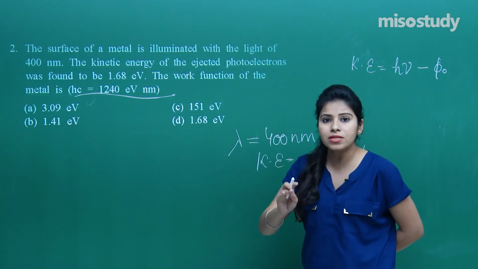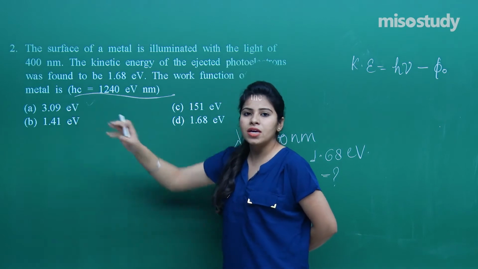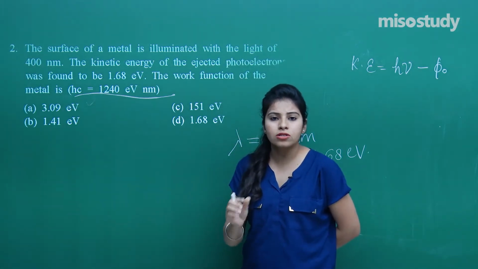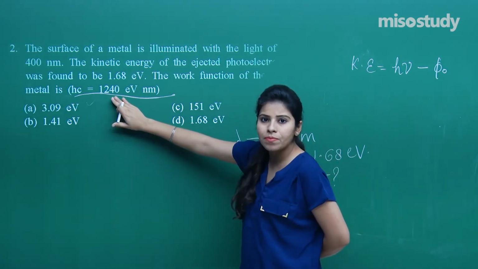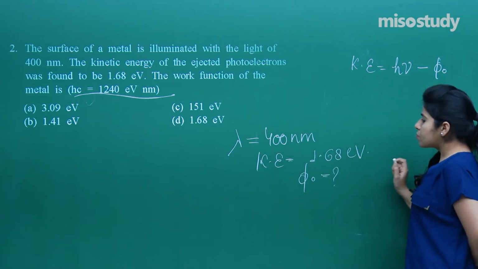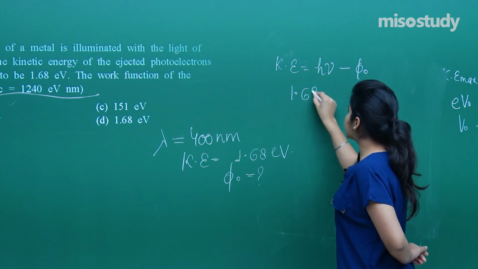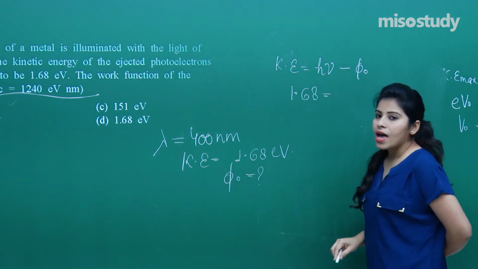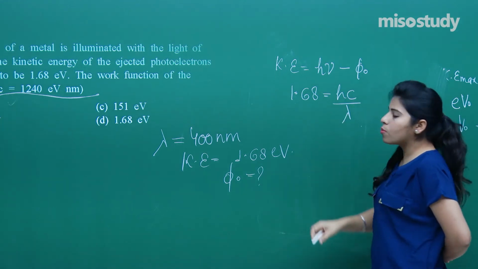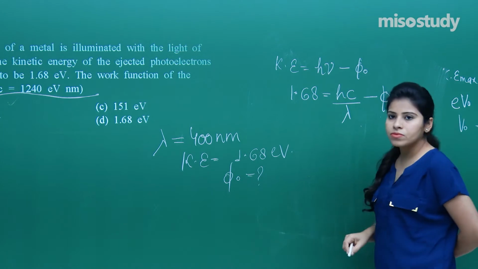You can remember this value because multiplying h with c is a constant term. h is constant, c is constant. So you can just remember this term, 1240 electron volt nanometer. Now in this question we have 1.68 equals h nu. I can write this nu in the form of c by lambda minus work function.